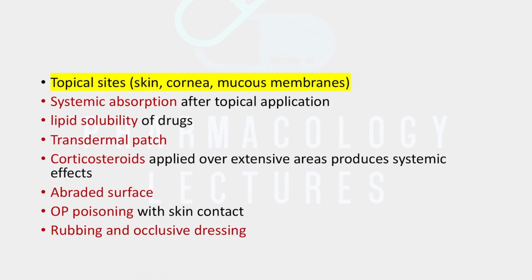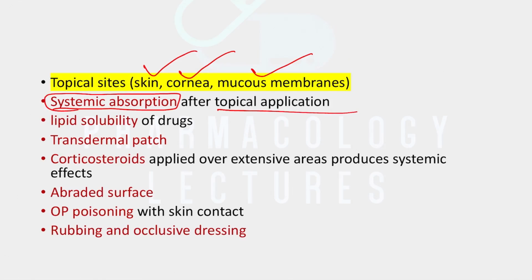There are also other sites through which we apply the drug. For an example, we apply drugs on skin in the form of cream, ointment, powders. We apply in the cornea, we apply eye drops. We apply drugs on mucous membranes. What happens if we apply them? Let's see. There are chances of systemic absorption for topical applications.